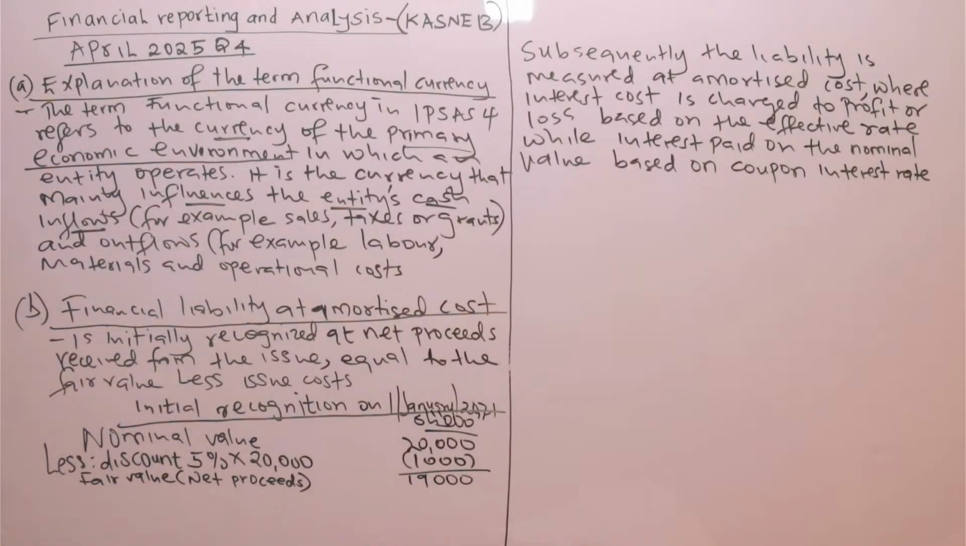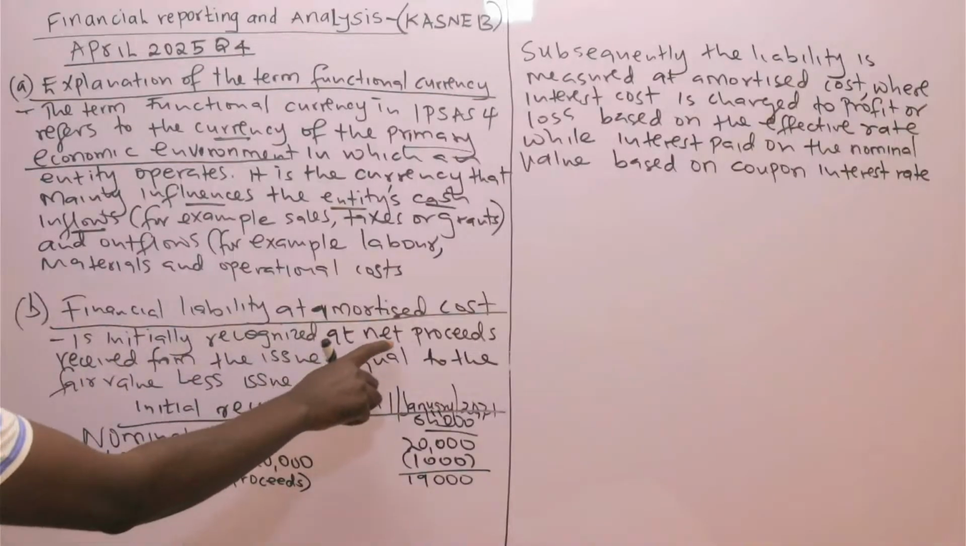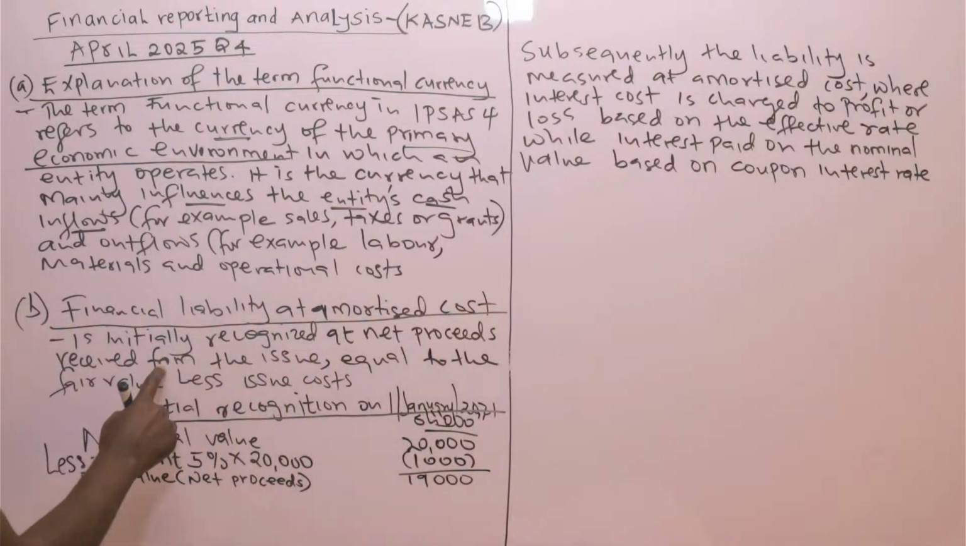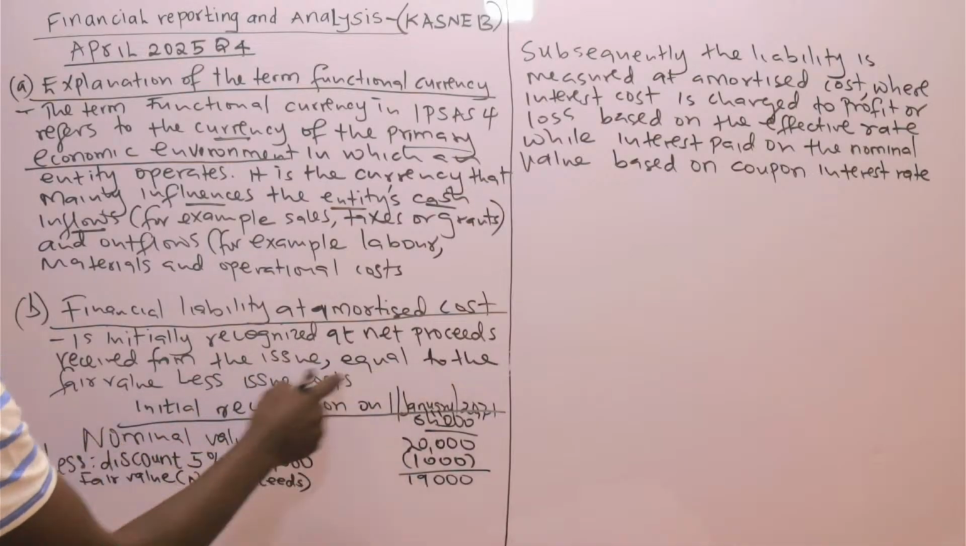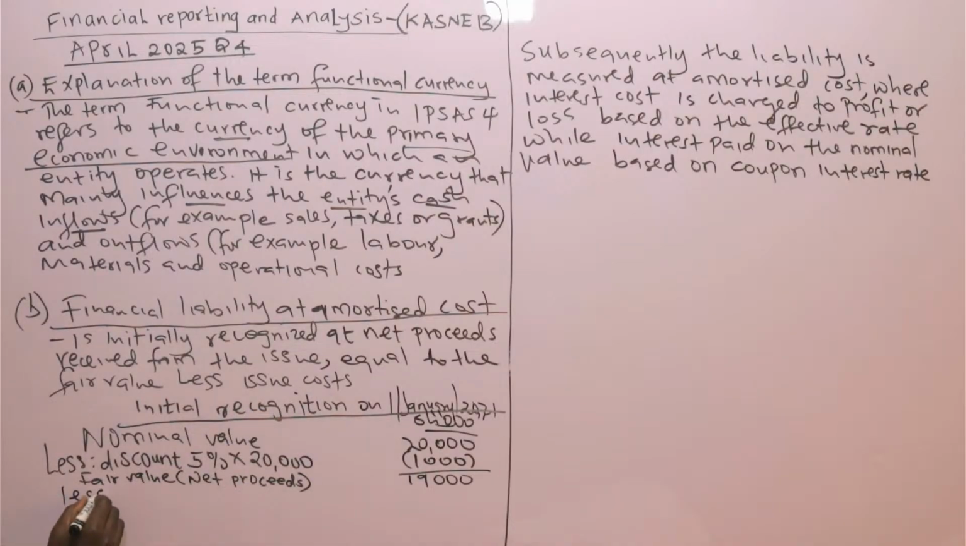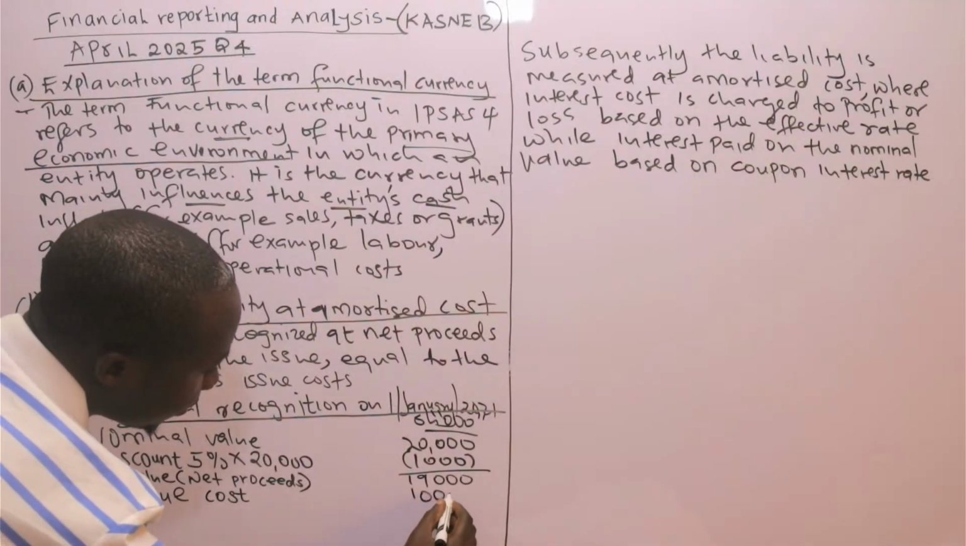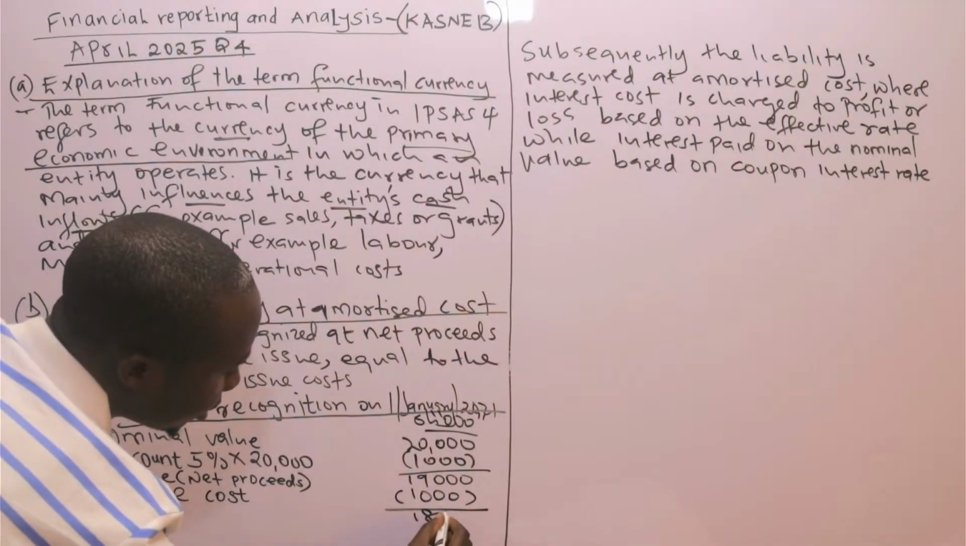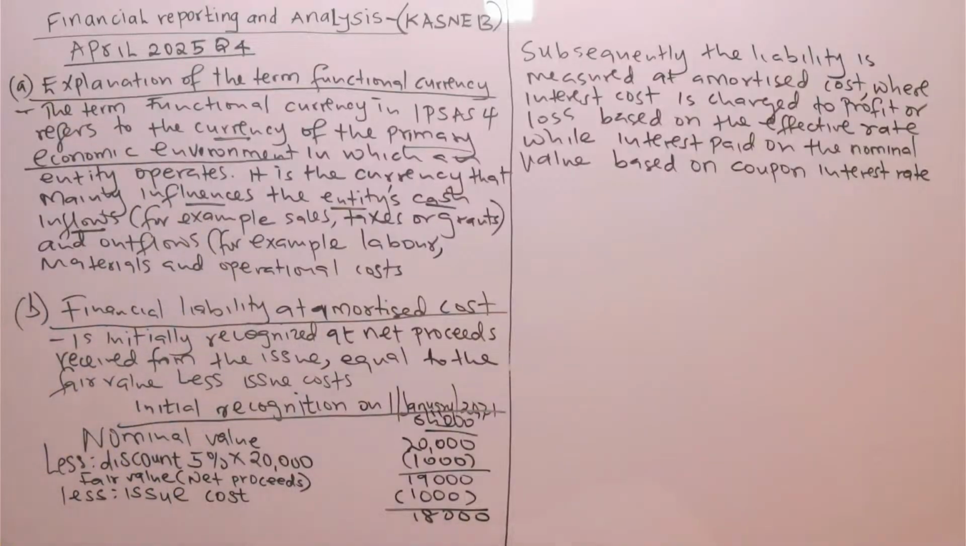That is 19,000. Remember that it's initially recognized at the net proceeds received from the issue, equal to the fair value less issue cost. So we less the issue cost, which was 1,000. So we remain with 18,000 here, which is the fair value less issue costs.